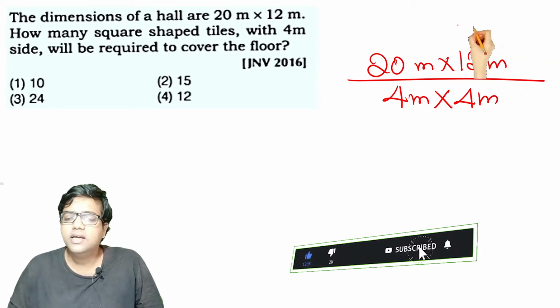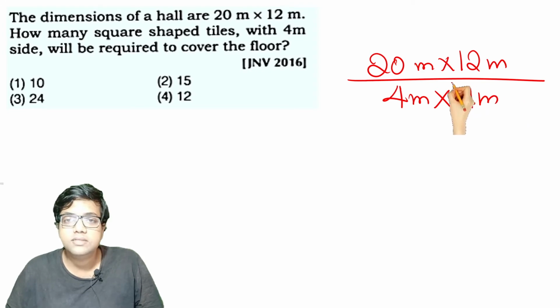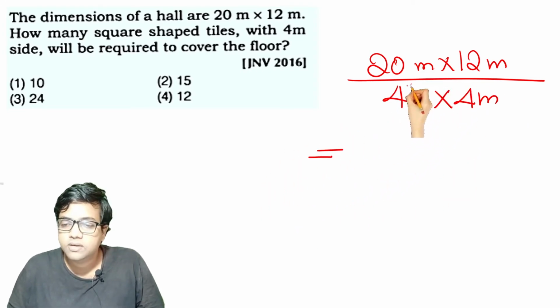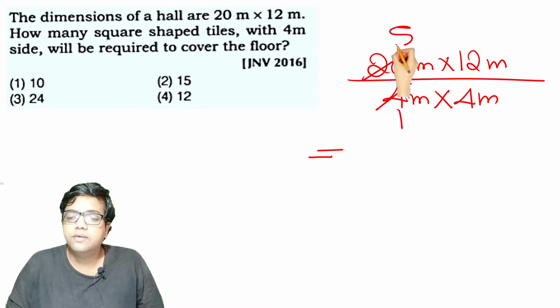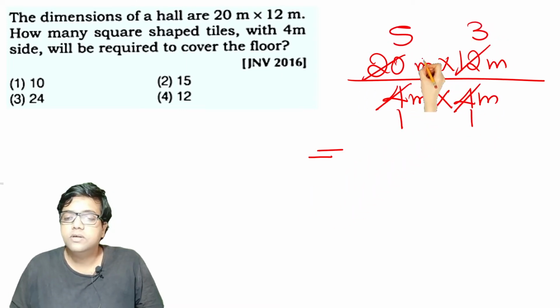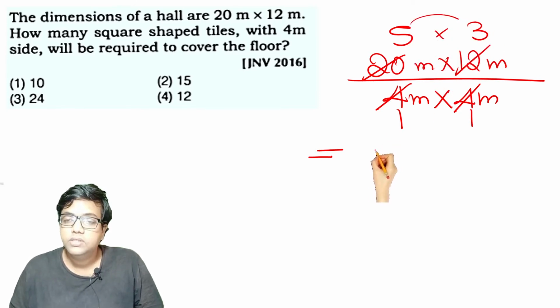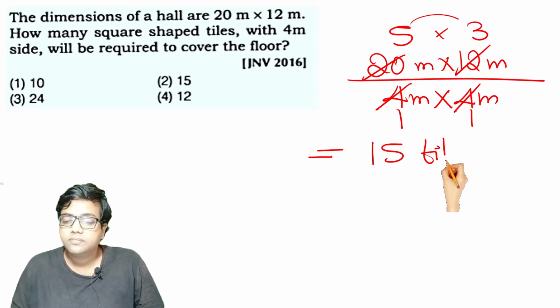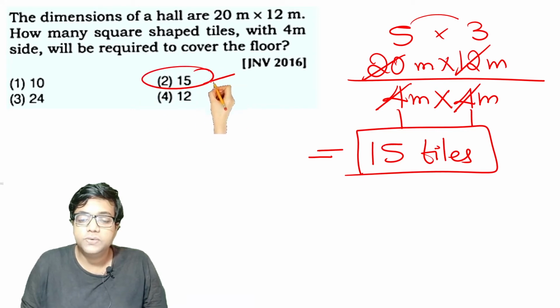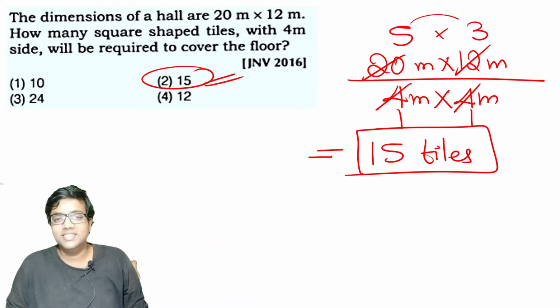The total area of the floor divided by the area required by one single tile will give you the number of tiles required to cover the floor. So 4 ones are 4, 4 fives are 20, 4 ones are 4, 4 threes are 12. So 5 into 3 is there on the top. So you will require 15 tiles to cover the floor. So option 2 is the right answer for this question.